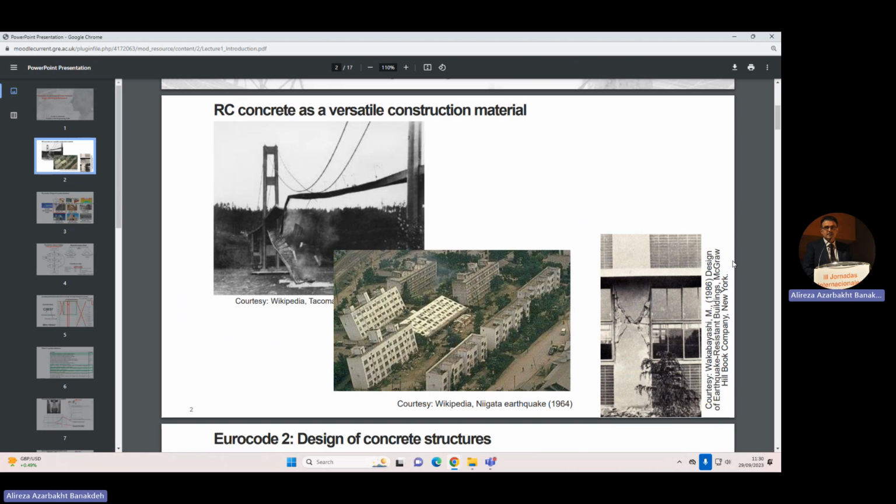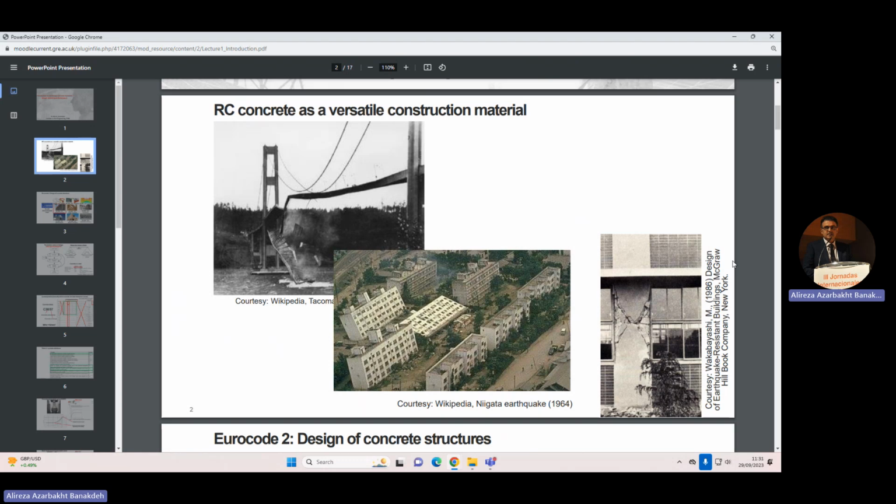So I want to emphasize that reinforced concrete is a versatile construction material. You can find it in many places in different projects: in buildings, in bridges, in dams. You can see a mixture of concrete with other things, mostly reinforced concrete design.